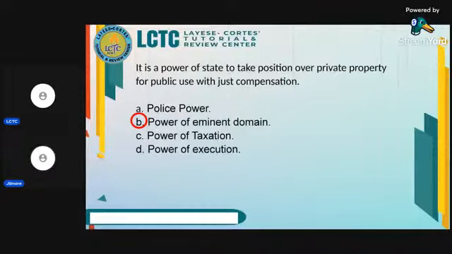Question: the private property is taken for public use. Can the government automatically use it without just compensation? No. The government must pay first before the property could be taken over for public use. Take note.